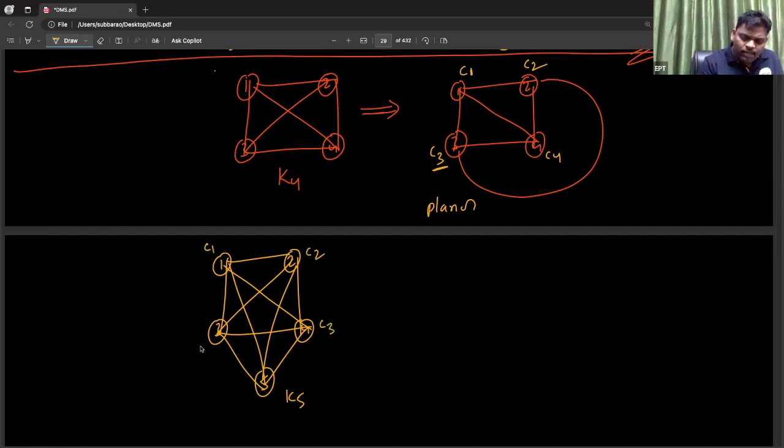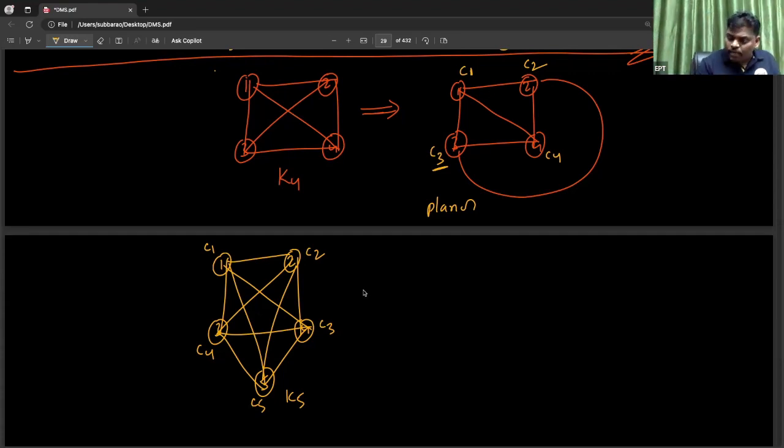I don't have any other choice. I have to give 5 colors. Every person gets a different color. Can you help me now? K5 requires how many colors? 5. Any chance of less than 5? All are adjacent here. How can I give?